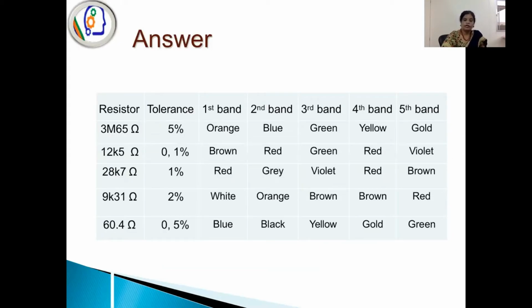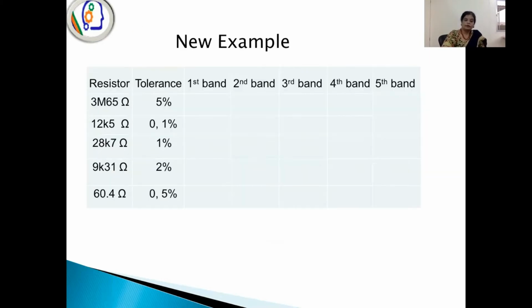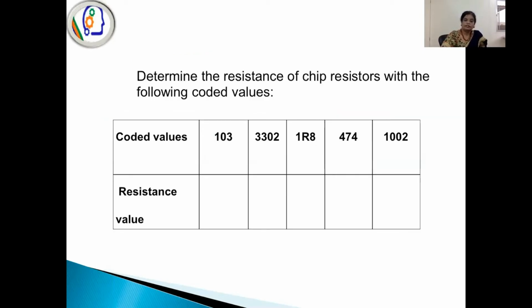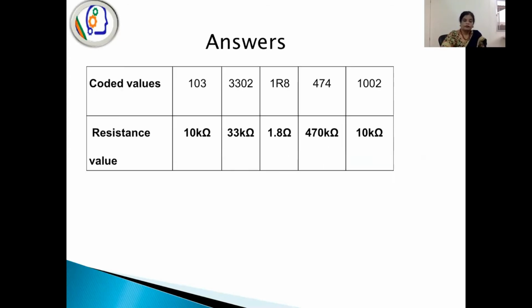Answer I have given in the next sheet, right? And again, one more example I have given you, a 3M65 ohm resistance with 5% accuracy. You have to tell me the band colors. Answer I have given in the next sheet. Again, in some resistances, coded values are there, like 103. 103 means 10 into 10 to the power 3, 10k resistance. Like this, I have given 5 values and you have to tell me the value of the resistance. In the next sheet, I have given you the answer.